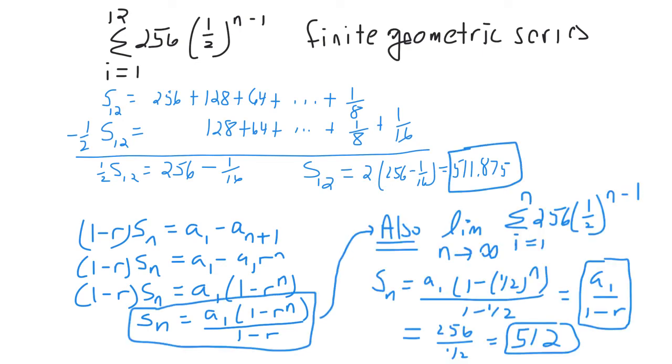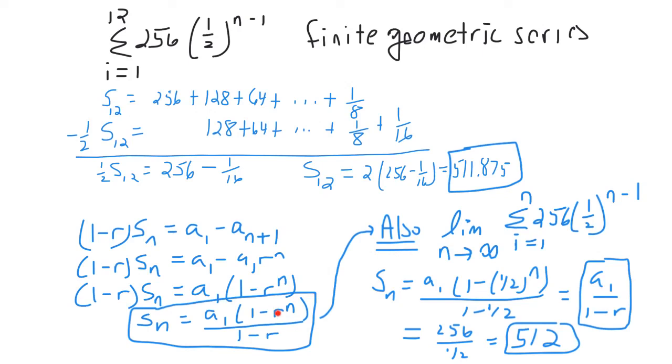But here's something even better. What if instead of the first 12 terms, I want to know what all of the terms add up to? That means the limit as n approaches infinity of the sum from i equals 1 to n of this. So an infinite number of terms. Now if it was arithmetic it would diverge. But if it's geometric and the r value is a fraction, I will be able to get an answer.